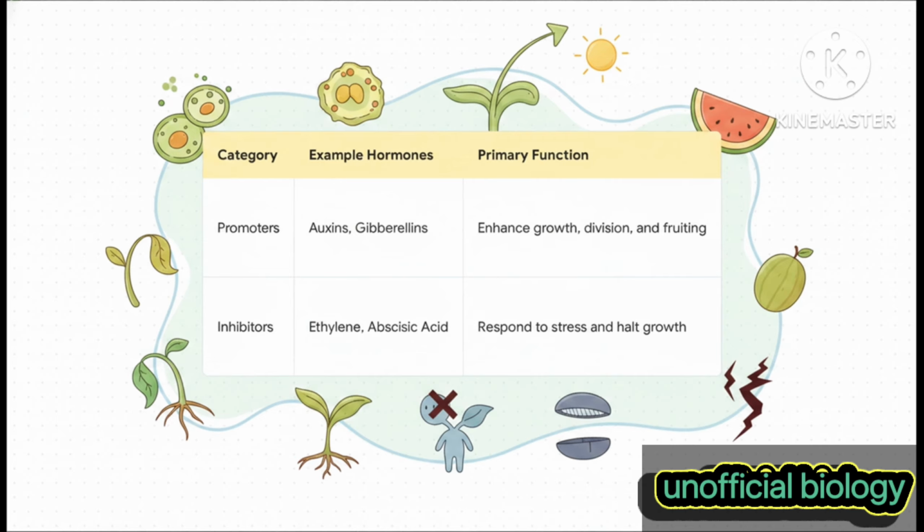On the flip side, we have the inhibitors, primarily abscisic acid and ethylene. These act like the emergency brakes. When a plant gets wounded or stressed out by the environment, these hormones kick in to inhibit growth, trigger dormancy, or close the stomata to save water. It is a constant, delicate tug-of-war between pushing growth forward and pulling it back to ensure survival.